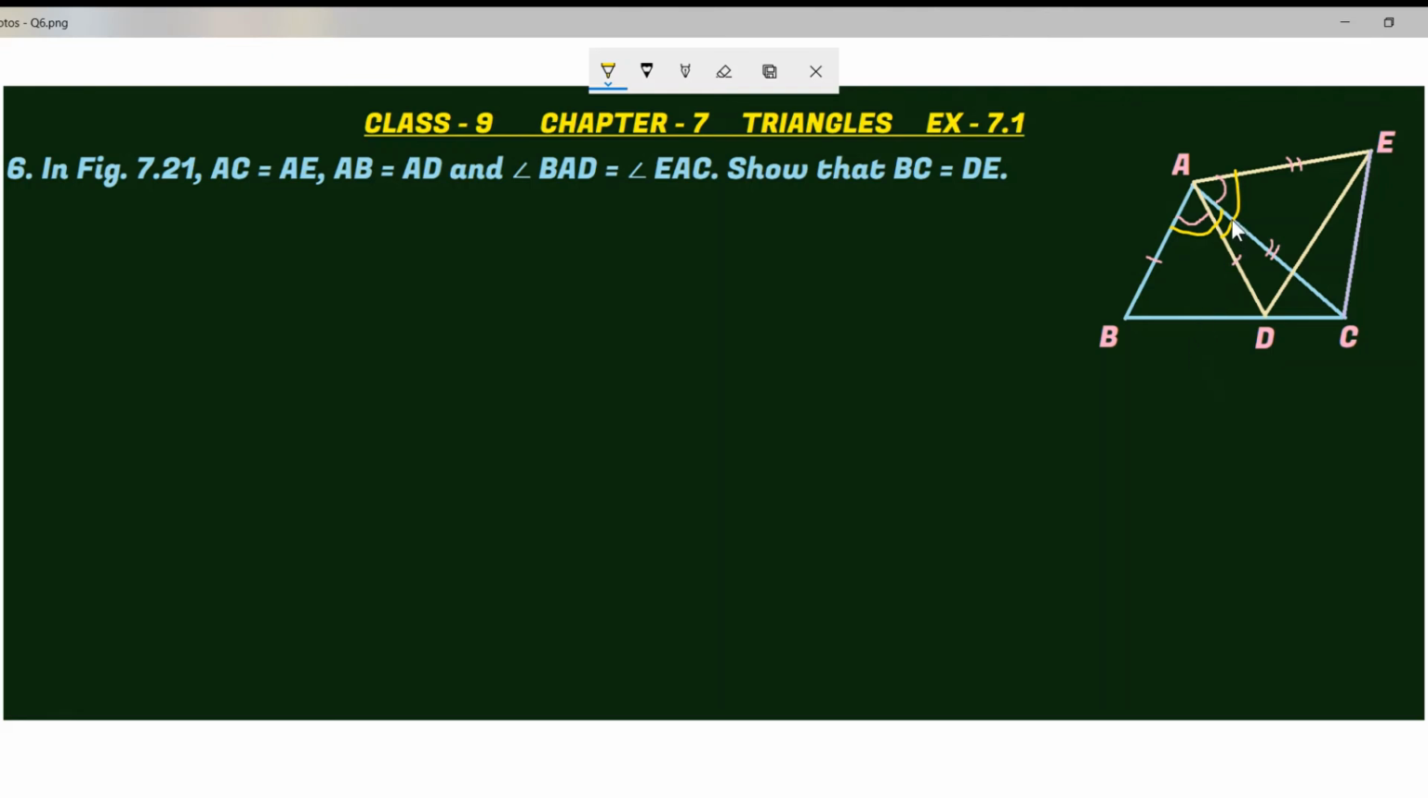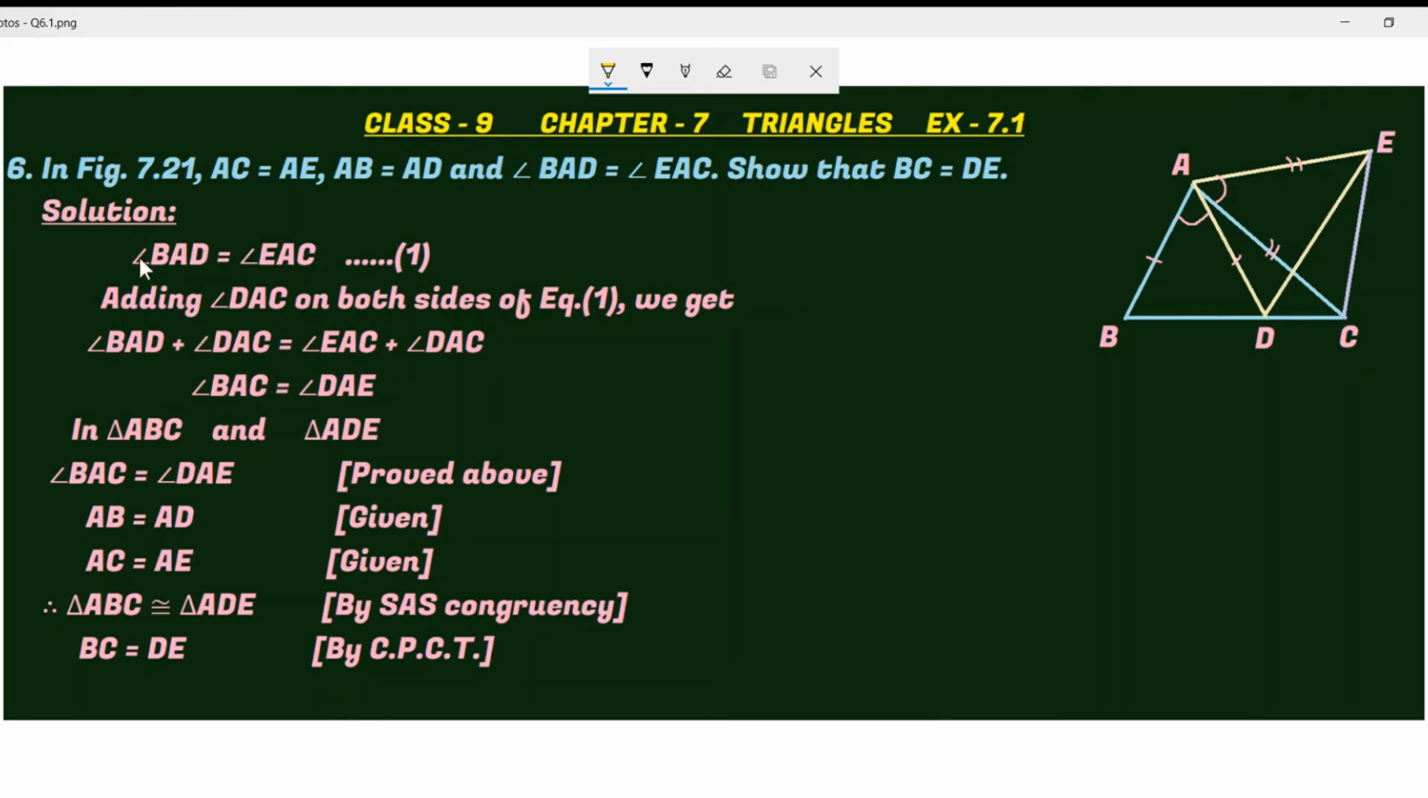For that, what we have to do? We have to add this part of the angle to each of these two angles. You can see already this angle and this angle are equal to each other. If you add this part to both the angles, then both the angles will be equal to each other. Let's write. While writing the steps, you can understand clearly.